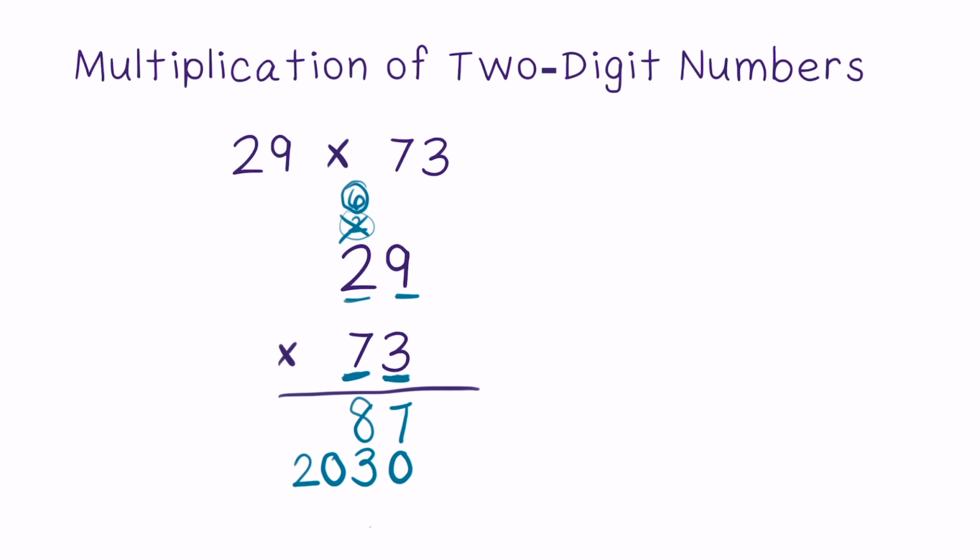Now that I've multiplied each of the digits in each of the factors, and I have two partial products, I will add them together. 7 plus 0 is 7. 8 plus 3 is 11. 1, 1, and then regroup my 1 here. 1 plus 0 is 1, and then 2 plus nothing is 2. Now I have a final product. 29 times 73 equals 2,117.